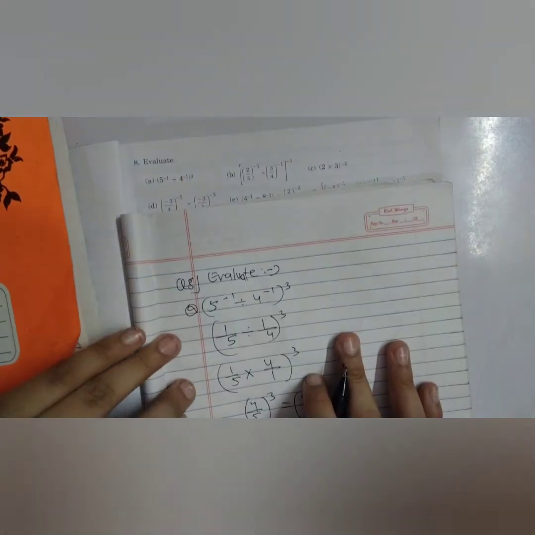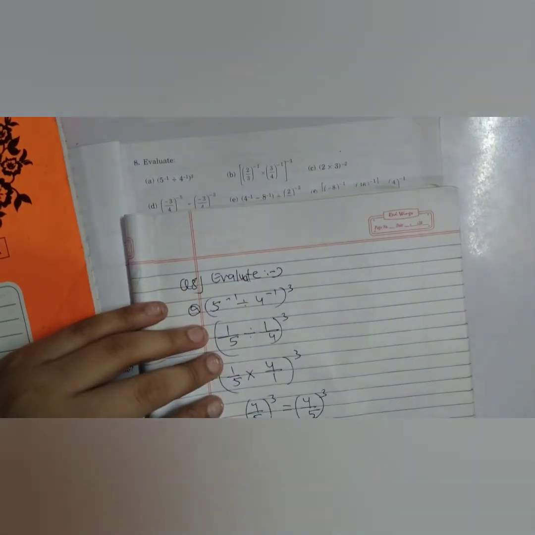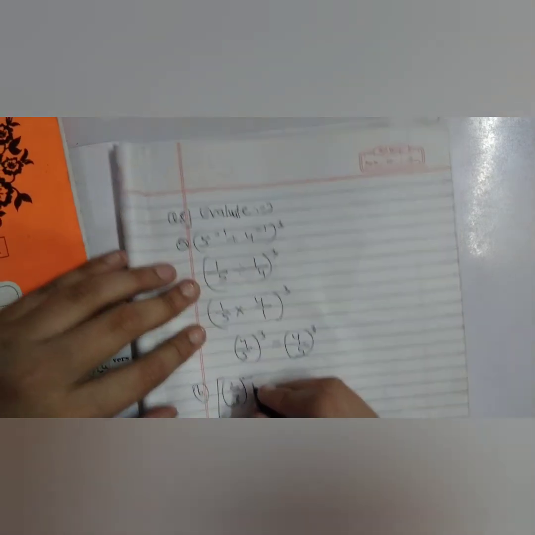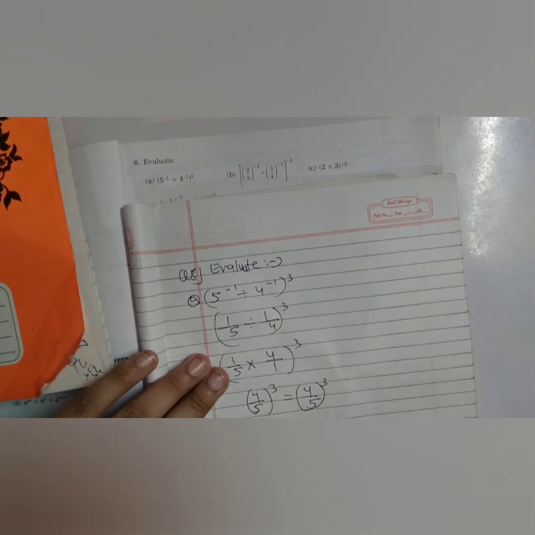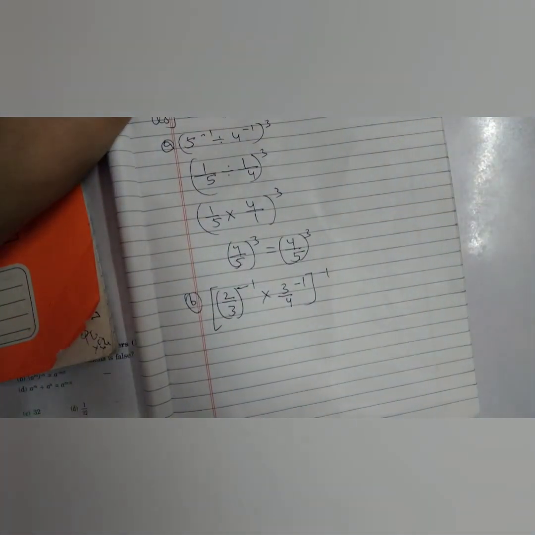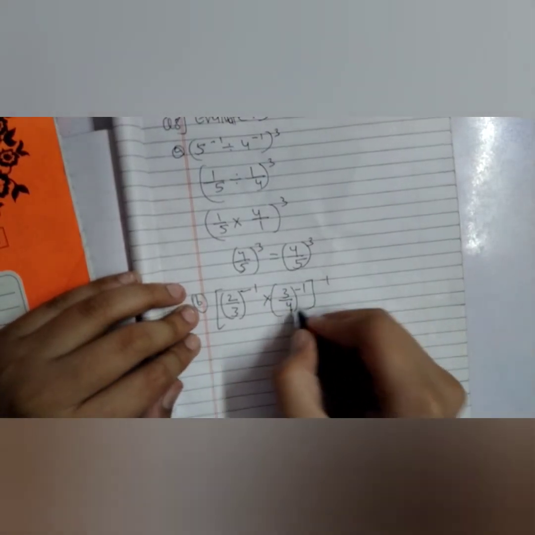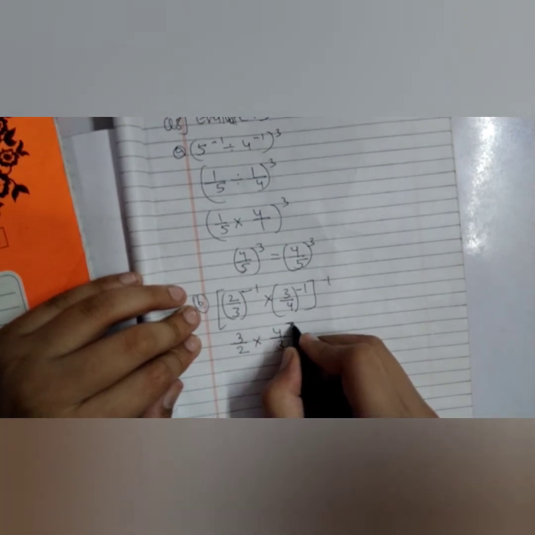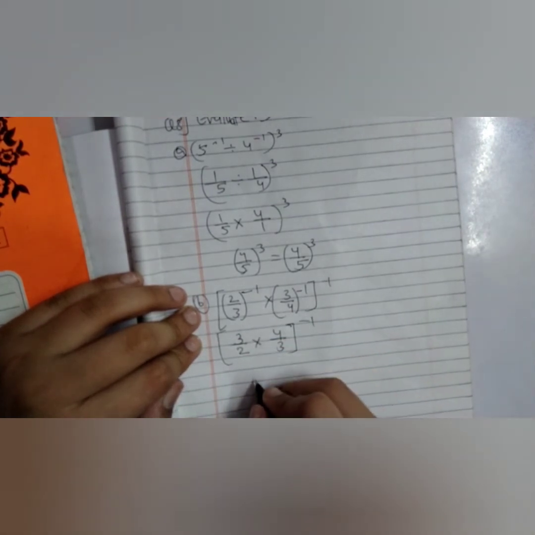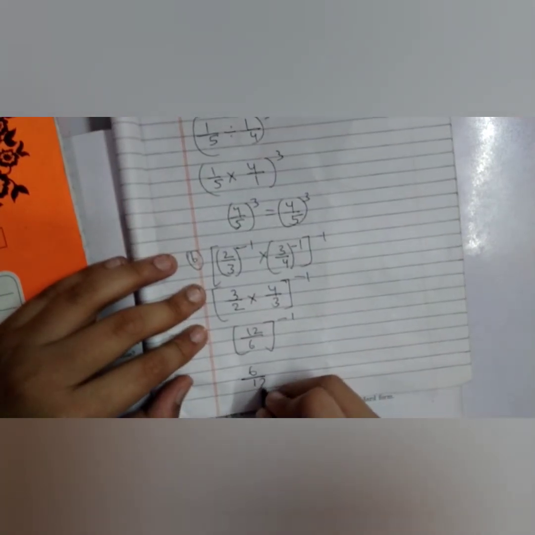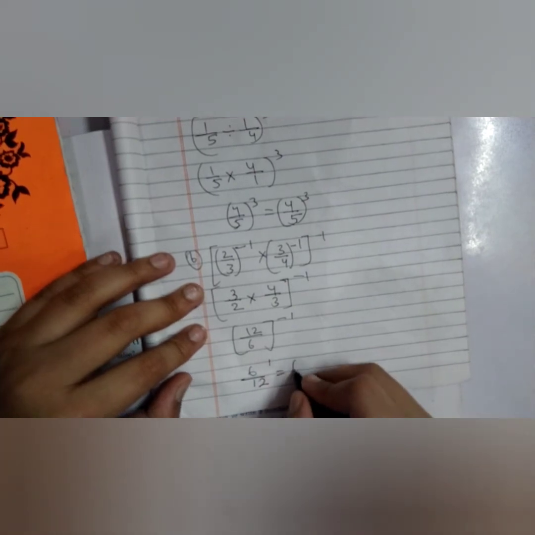B part. 3 upon 2 multiplied by 4 upon 3 raised to minus 1, 6 upon 12 raised to minus 1 is equal to 6 upon 12. The answer.